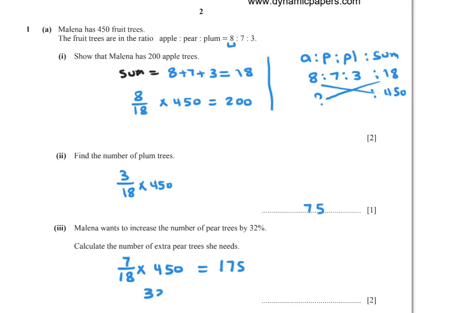32% of this number, of 175, this means 32 over 100 times 175 equals 56. Take care for this question. We don't need the new number after the increase by 32%. We need the increase itself.